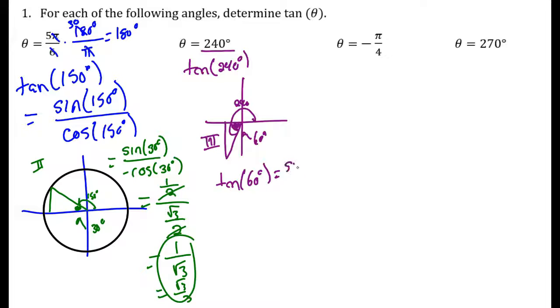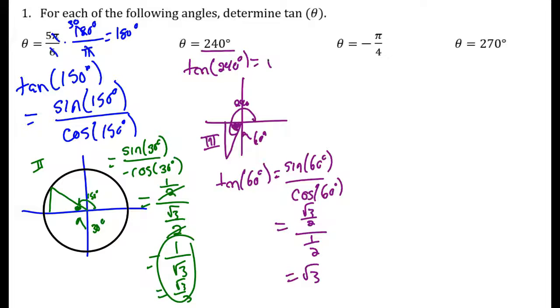Well, that's the sine of 60 over the cosine of 60. Sine of 60 is radical 3 over 2. Cosine of 60 is 1/2, so we get the square root of 3. The tan of 240 is radical 3. We're in quadrant 3, so it's positive.